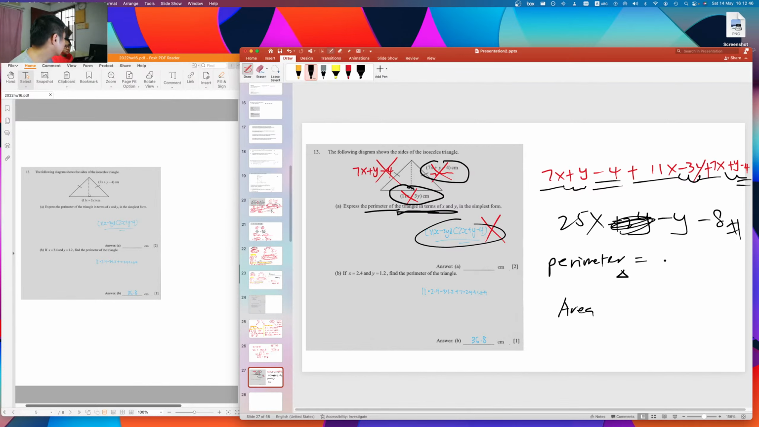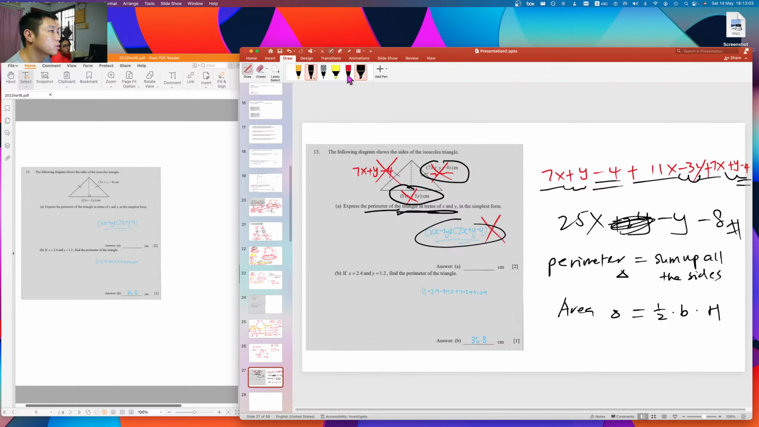What do you do with all the sides? You add them together. So basically you sum up all the sides, right? Okay, what about the area of triangle? What's the formula? Half times base times height.